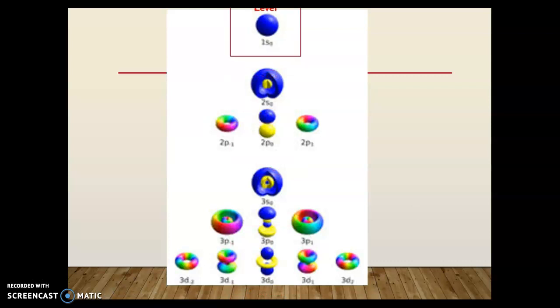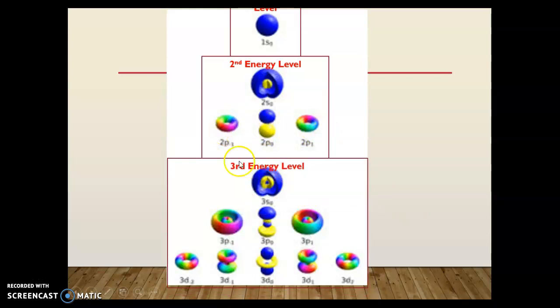But this sort of denotes my first energy level. My second energy level, I add the P subshell. My third energy level, I add the D subshell. If you are confused by this, go back to your Unit 1 notes when we talked about atomic history, and you can see a much clearer picture of these energy levels.